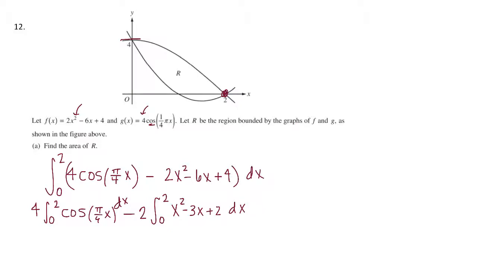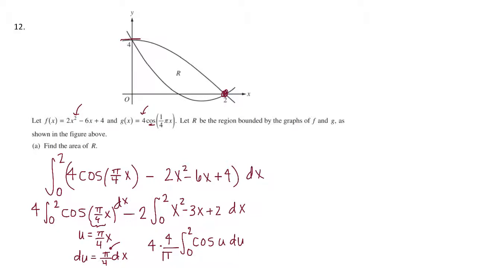All right, so with this one, we can think about a u substitution right quick. We say, okay, u is going to be pi over 4x. So du is going to be pi over 4 dx. So I know that I need to make that adjustment here. And so this one would become 4 times, and then I've got to multiply by 4 over pi to cancel out. And I'm still integrating from 0 to 2 of cosine of u du.